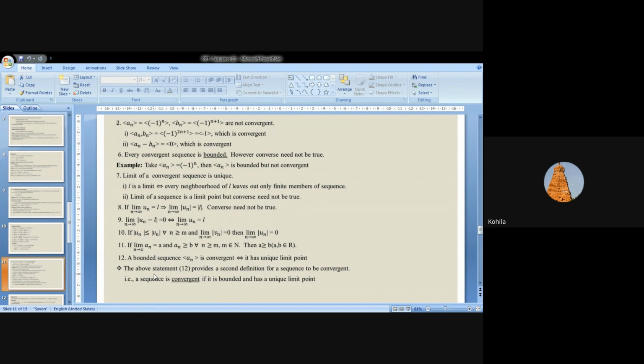So the above statements provide a second definition for a sequence to be convergent. A sequence is convergent if it is bounded and it has a unique limit point. Even after your preparation is over, if you remember this statement, you will be able to understand many things mainly. Remember it just like that.